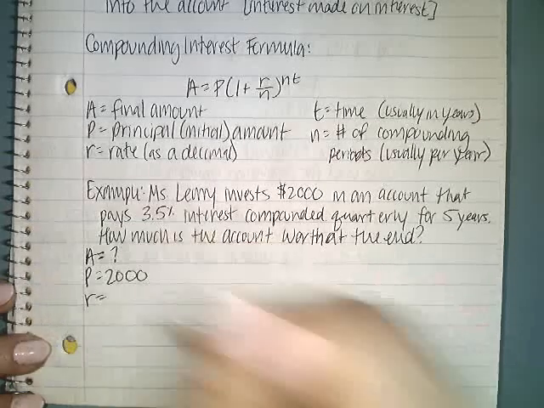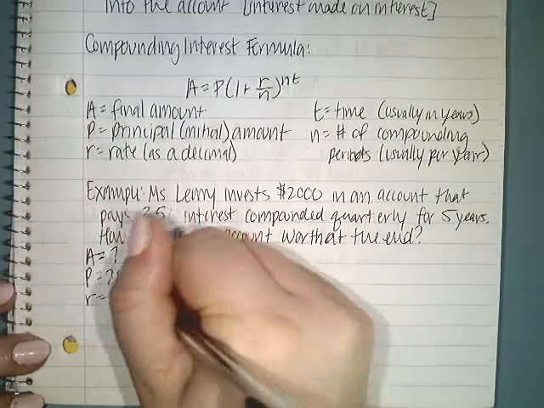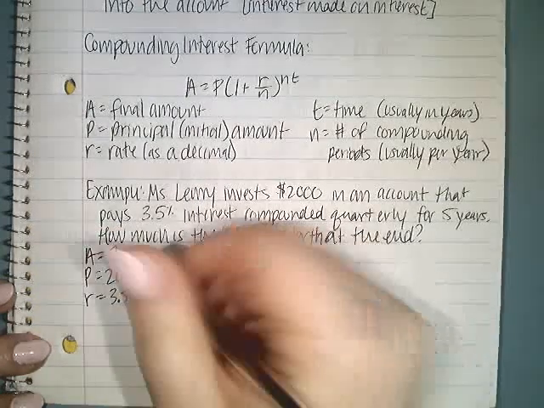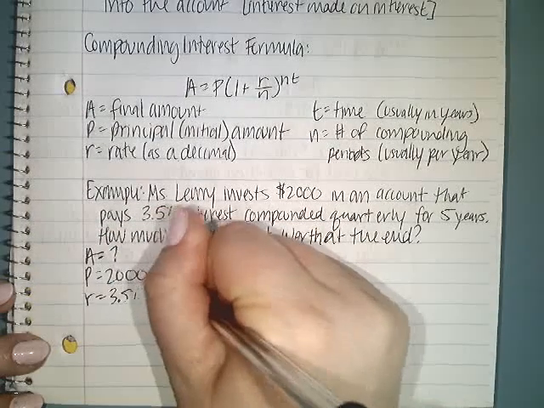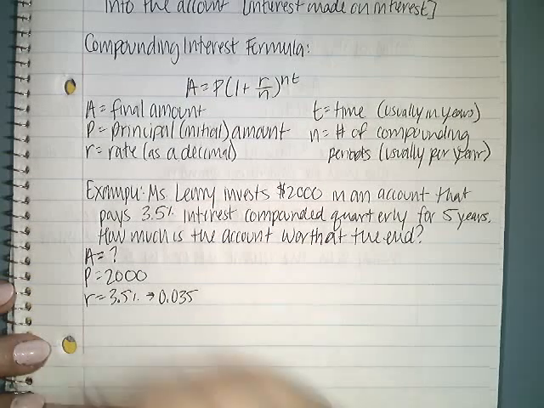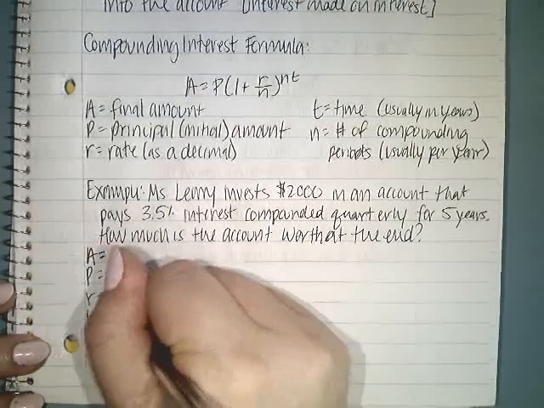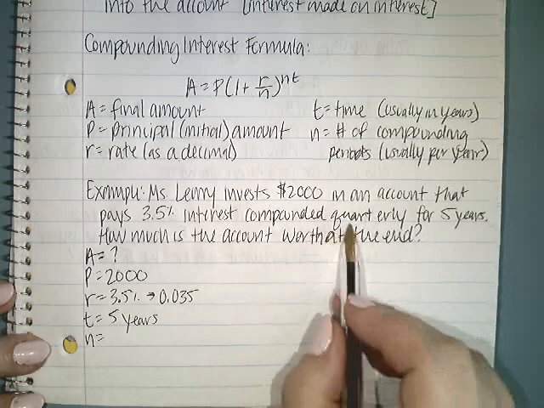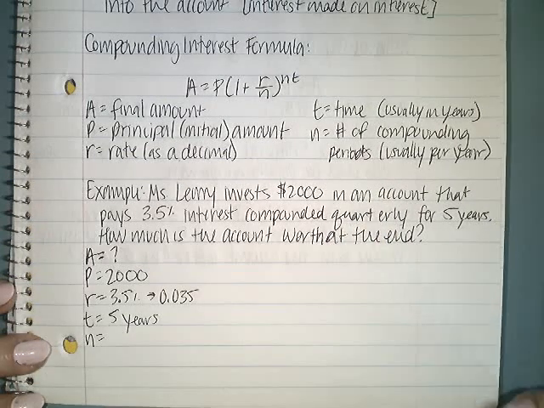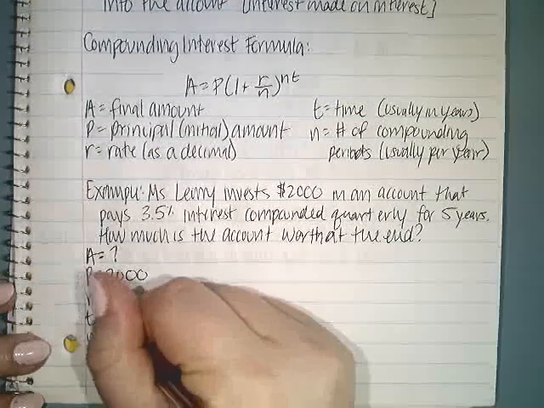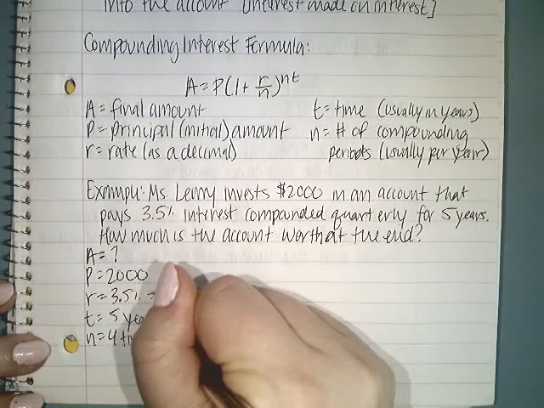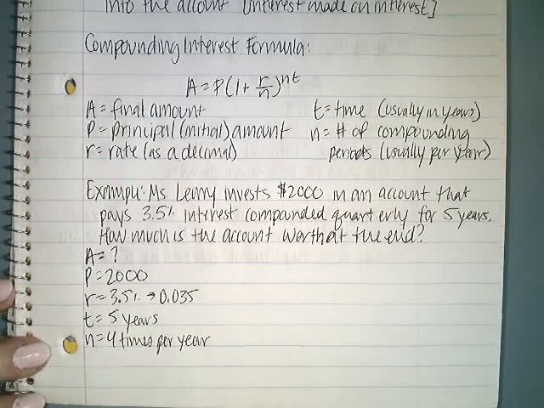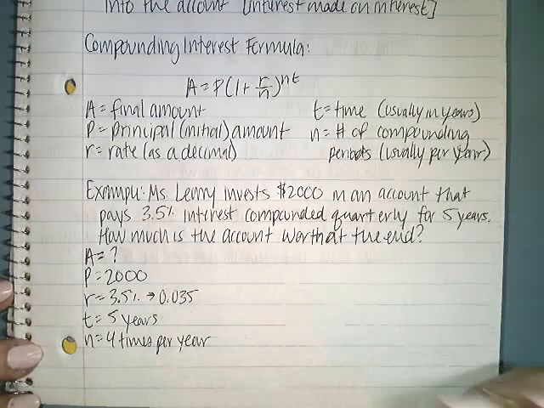My r, or the rate, is 3.5%, but I need to write that in decimal form. So remember, you always need to rewrite your percents as decimals. So it's actually going to be 0.035. My time is going to be 5 years. And the n value is going to be quarterly. So quarterly is 4 times a year. And I'll define some of those compounding periods on the next page in just a second, but I want to go through this example first.